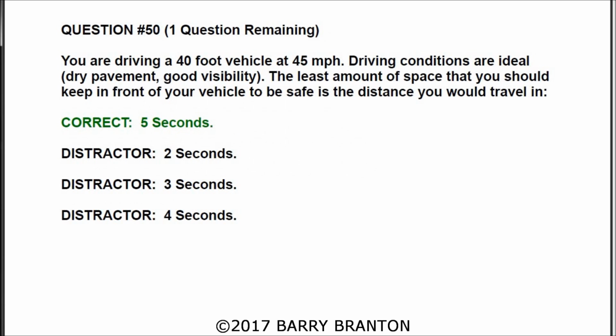Question number 50. You are driving a 40-foot vehicle at 45 miles per hour. Driving conditions are ideal. Dry pavement, good visibility. The least amount of space that you should keep in front of your vehicle to be safe is the distance you would travel in, and the correct answer is 5 seconds.